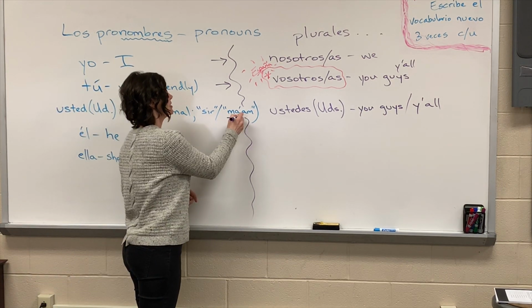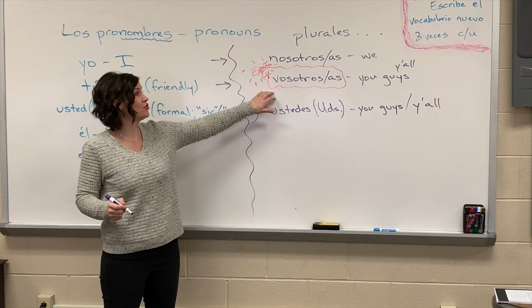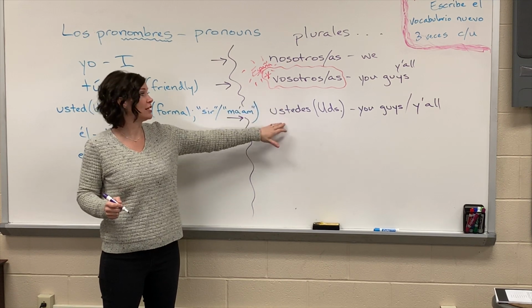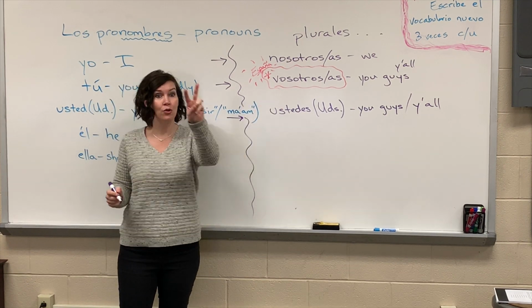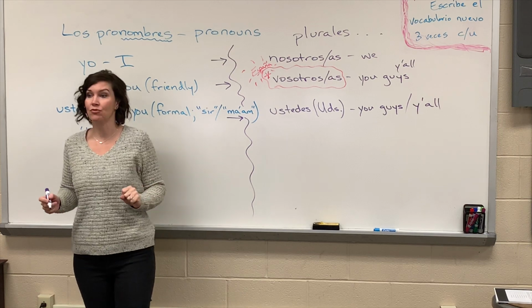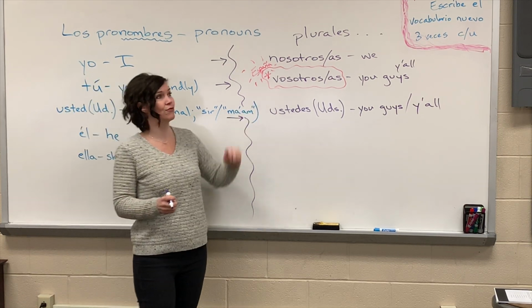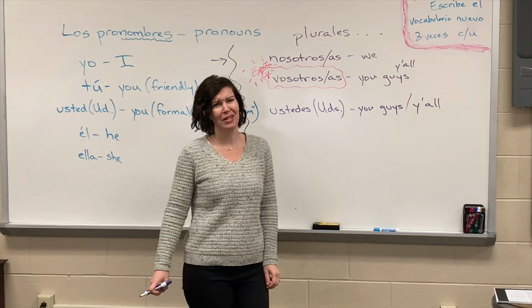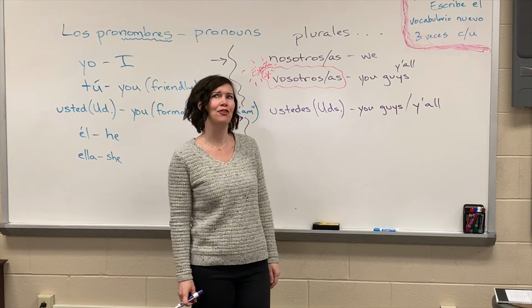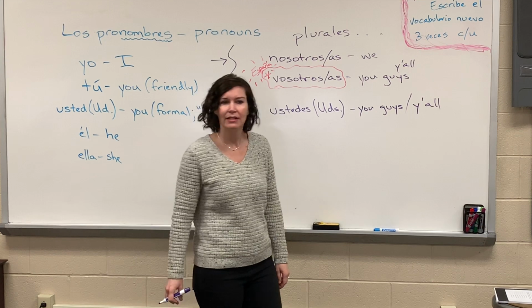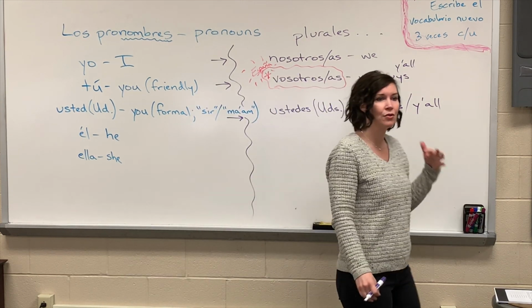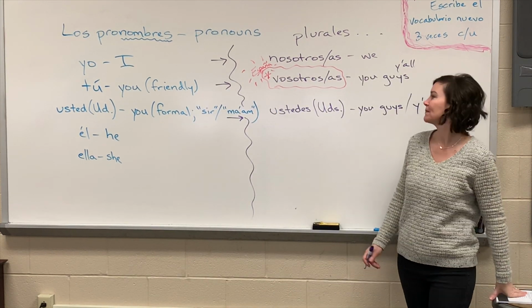But again, in Spain, if you're with your friends, you're going to say vosotros. If you're talking to a police officer and there's two of them, in Spain, you're going to say ustedes. In Mexico, you're never going to use vosotros. They will look at you and be like, oh yeah, I think I kind of have heard about that, but they don't use it. In Peru, Bolivia, Ecuador, they don't use vosotros.